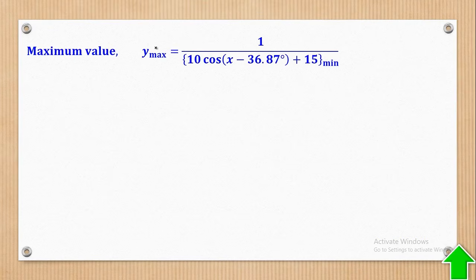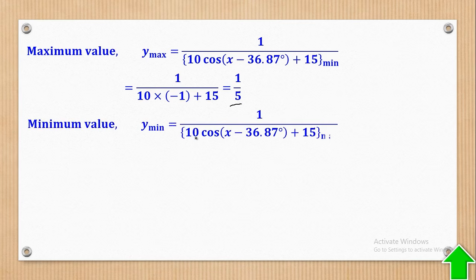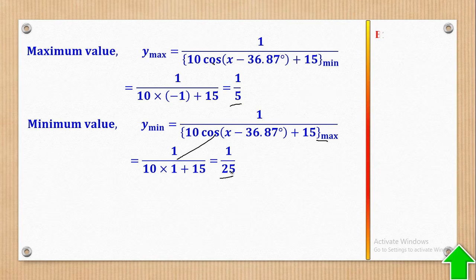Therefore, for the hence part, because this is a reciprocal, it implies that the maximum value of y will be when the denominator is minimum. So when the denominator is minimum, the minimum value is -1 for this cos. That's why we put here -1 to remain with 1/15. Then for the minimum value, it implies that the denominator is maximum. Therefore, we shall put +1 for this cos to come up with 1/25. So basically, that's what they wanted.